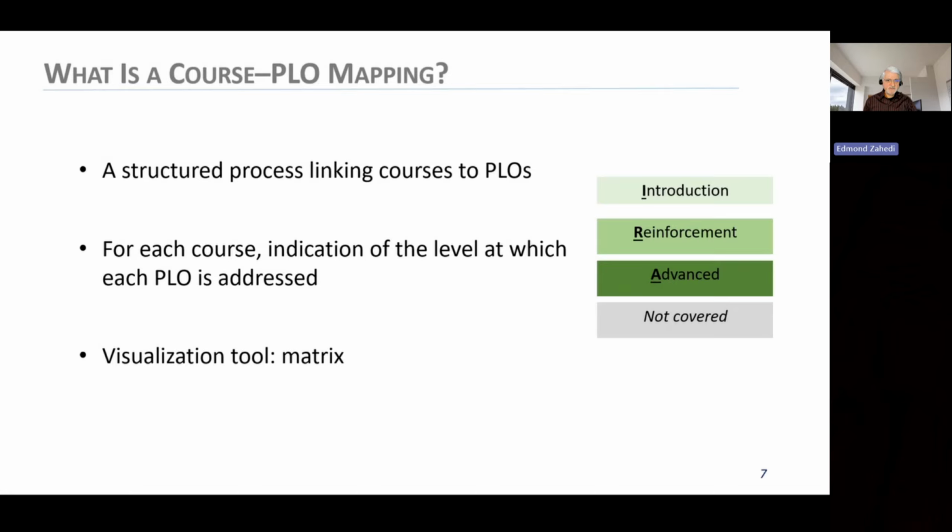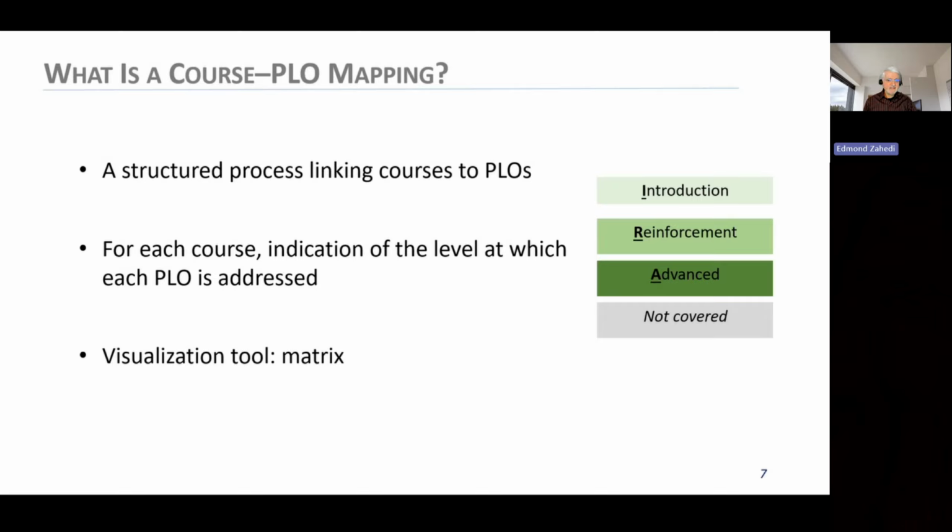As we just saw on the previous slide, we have three levels, the IRA, and this process will help us verify program coherence, avoid gaps or redundancies. Actually, I would say identify gaps or potential redundancies, and ensure that students progress logically from one course to the next. Small note here that in this field, other labels or names for levels are used. For example, instead of reinforcement, you may see developed or development. Instead of advanced, you may see mastered.